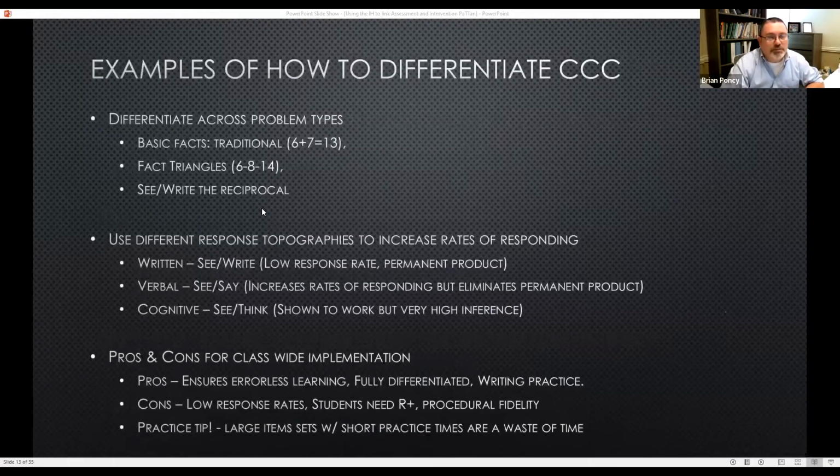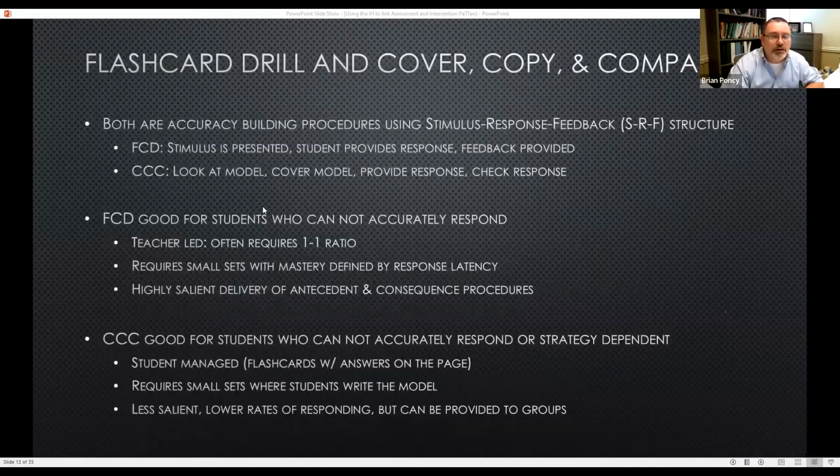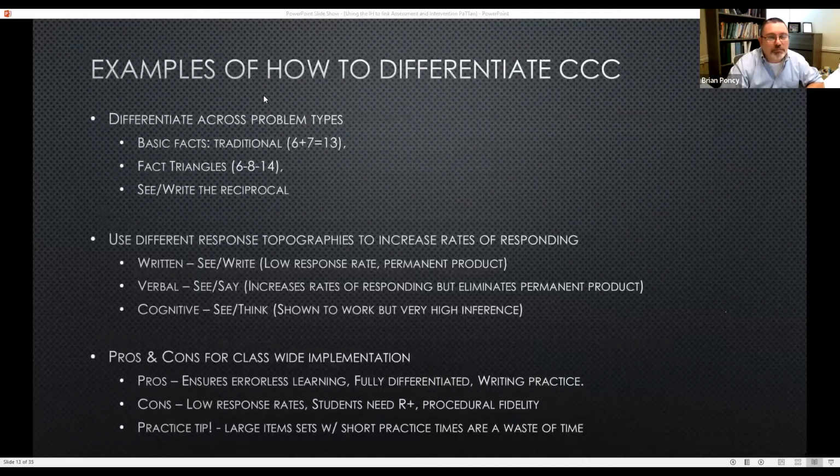Okay, so examples of how to differentiate cover, copy, compare. Cover, copy, compare is a great intervention. It's good because you can do it class-wide. Again, you can have kids working on different things, but with young kids especially, the writing piece is very high effort and it slows down their rates of responding. So let's talk a little bit about how you can differentiate it.